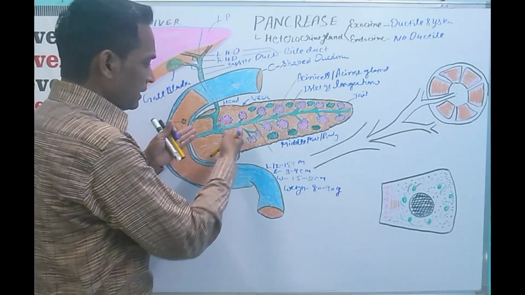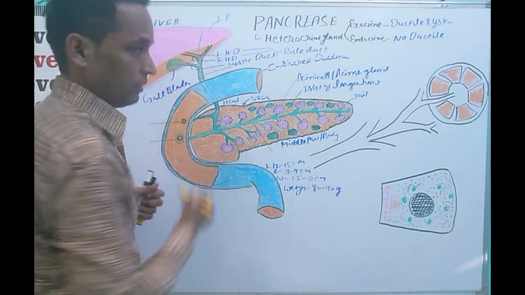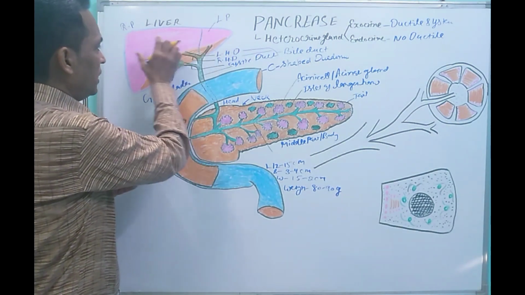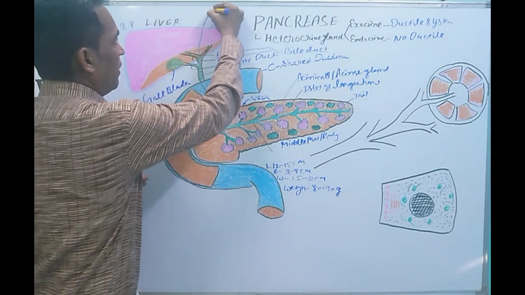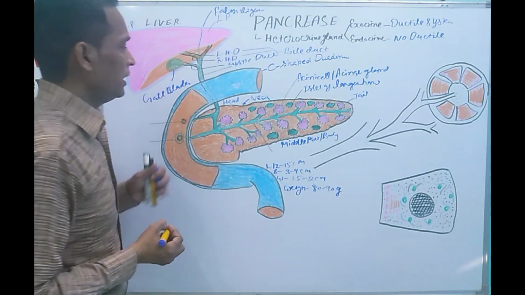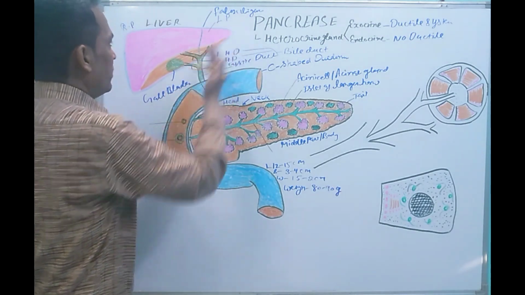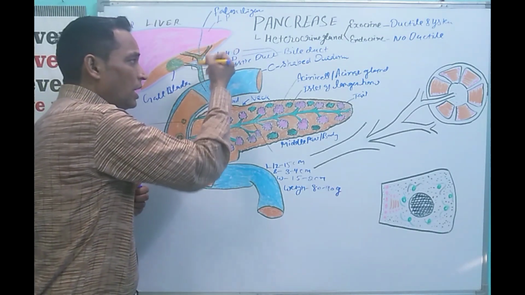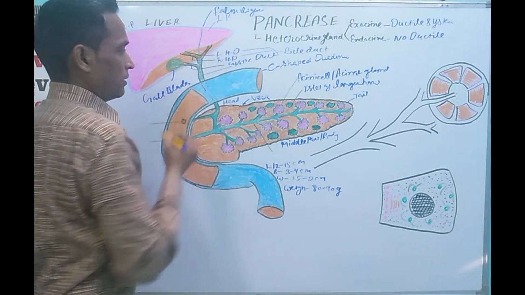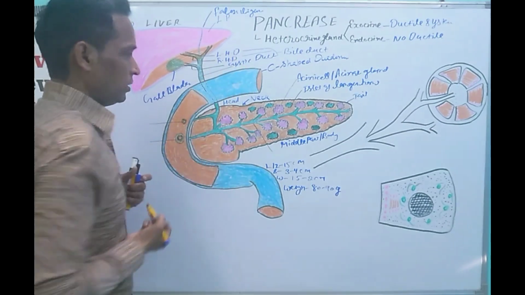And the pancreas has a ductal system. This ductal system is also directly connected to the liver. The liver is the largest gland of the body, and the liver is divided into two parts by the falciform ligament. The falciform ligament is connected to the liver, and the liver is divided into two parts, the left part and the right part. The duct arising from the left liver is known as the left hepatic duct, and the duct arising from the right part is known as the right hepatic duct.